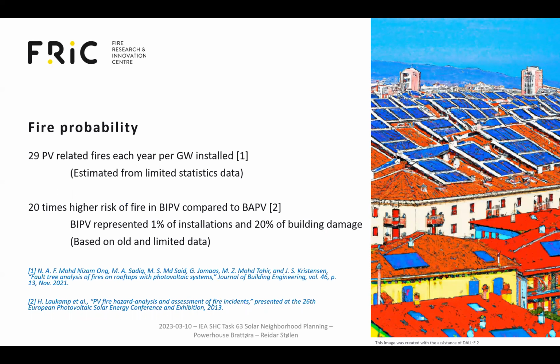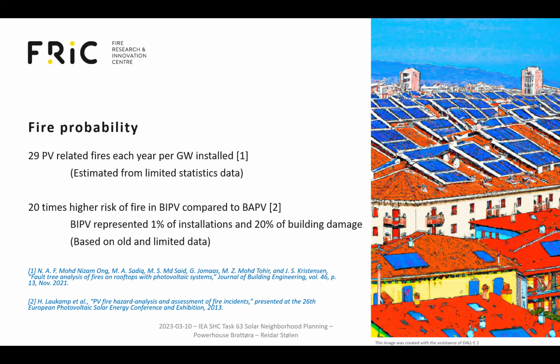And a little bit about fire probability. It is difficult to get good results from poor statistics, and also the spread of different statistics from different countries gives completely different fire probabilities. So this one paper here has made an attempt to overcome these barriers and to make some global estimate of how many fires we can expect from PV installations. And this number, 29 fires per gigawatt installed, is maybe the best estimate that we have so far.